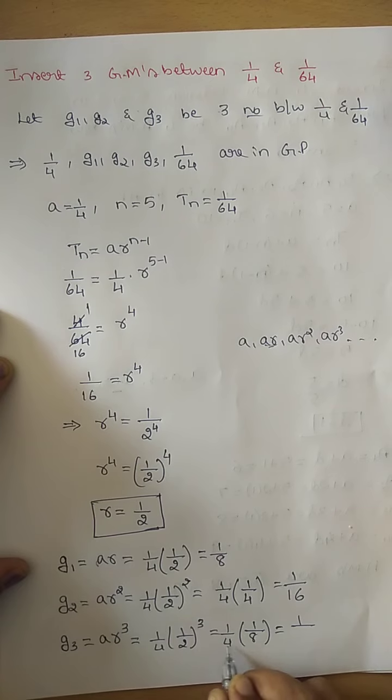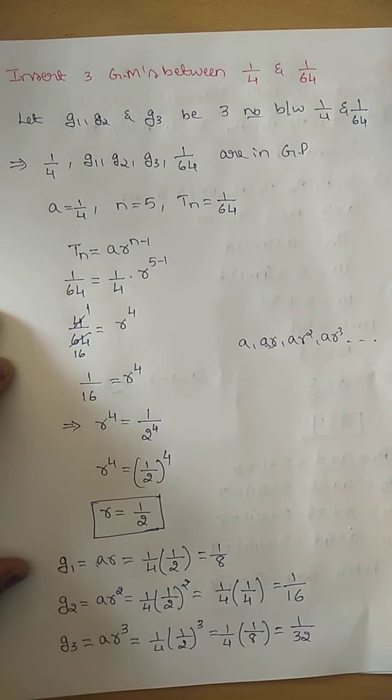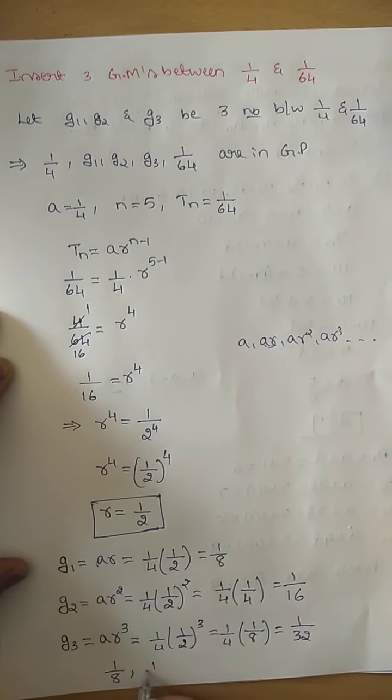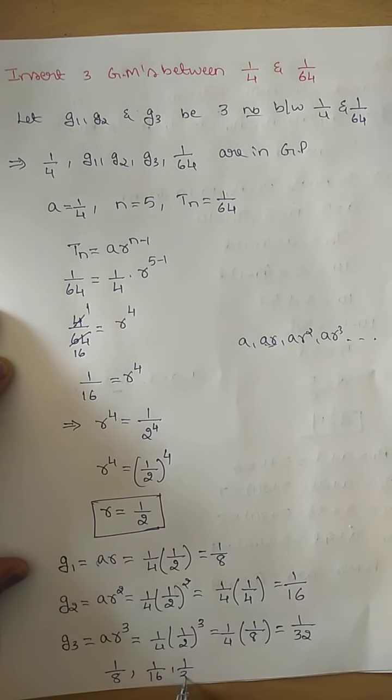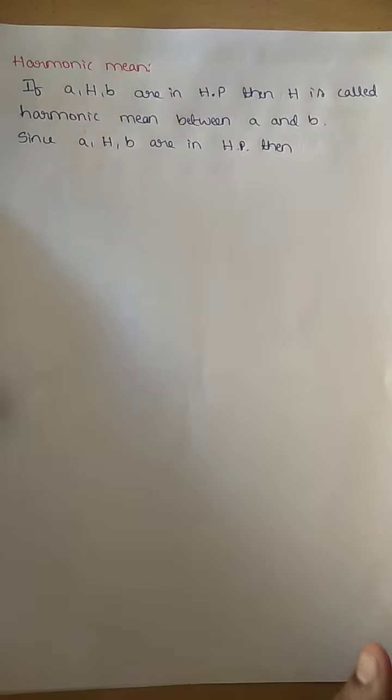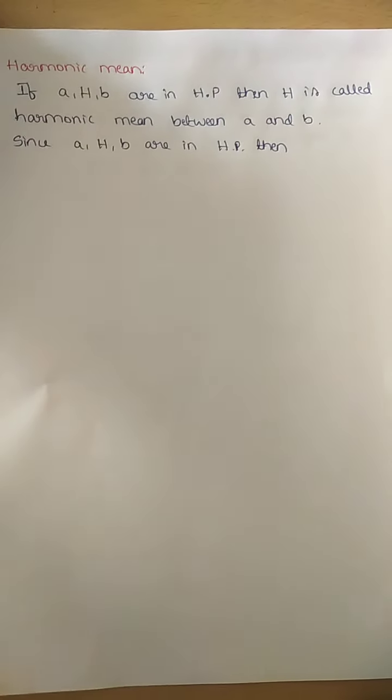1 by 8 fours are 32. Therefore, the three geometric means are 1 by 8, 1 by 16 and 1 by 32. Okay, these three are the three geometric means between 1 by 4 and 1 by 64. Next, last one, harmonic mean.